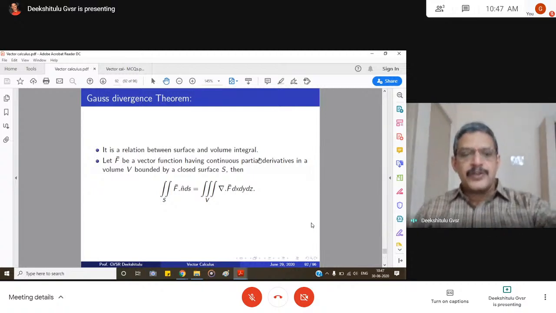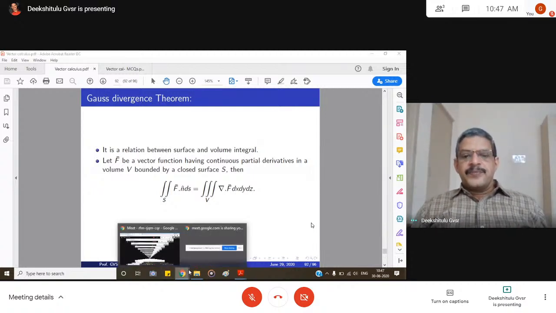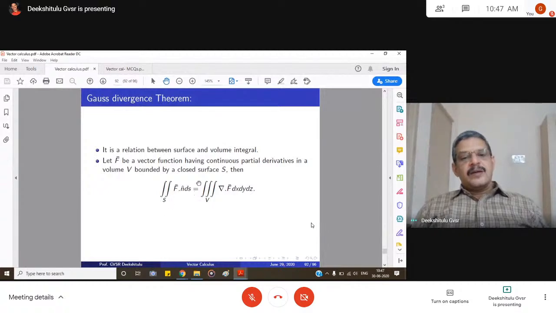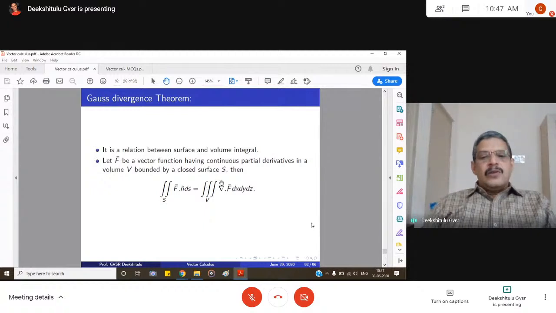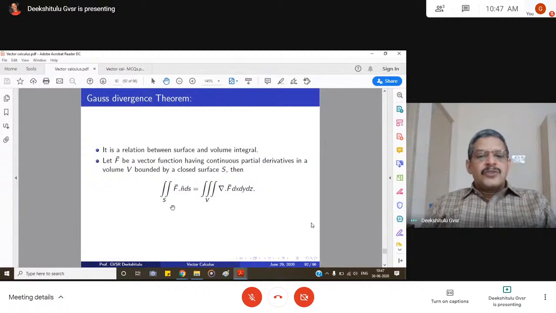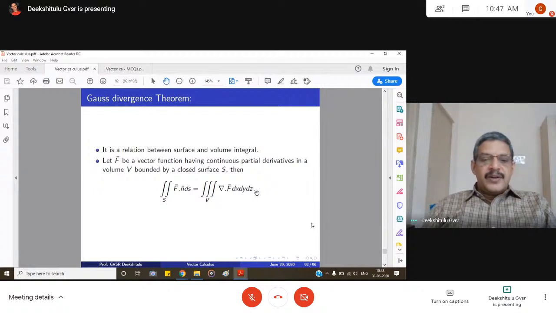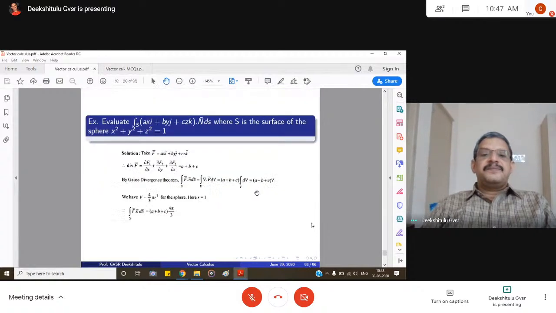Let f be a vector function having continuous partial derivatives in a volume V bounded by a closed surface S. Then the double integral over S of f dot n dS is equal to the volume integral of div f dx dy dz. So it is a relation between surface and volume integrals. Let us see how we can apply this to problems.